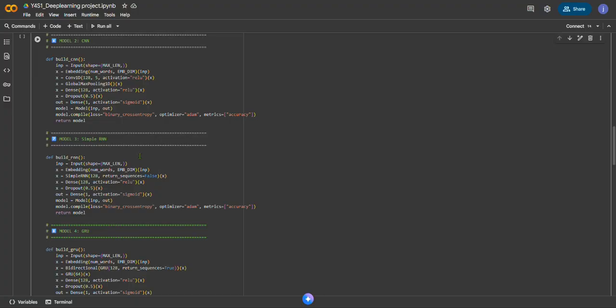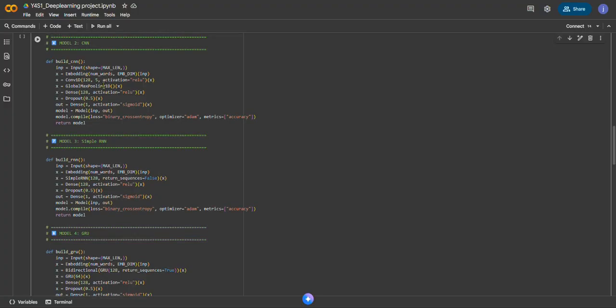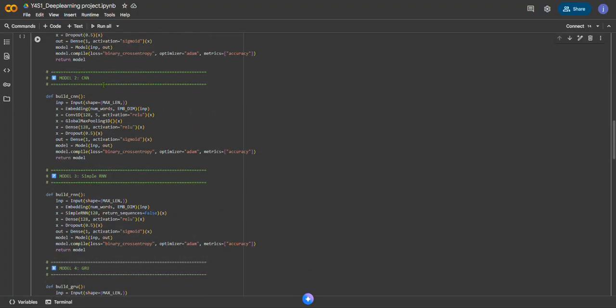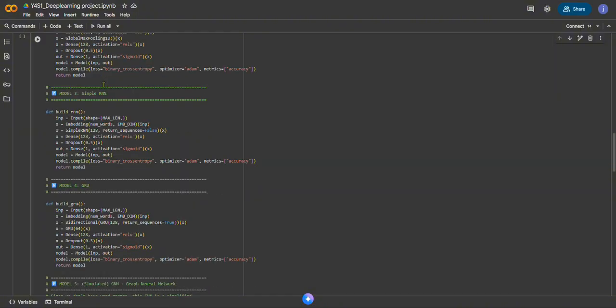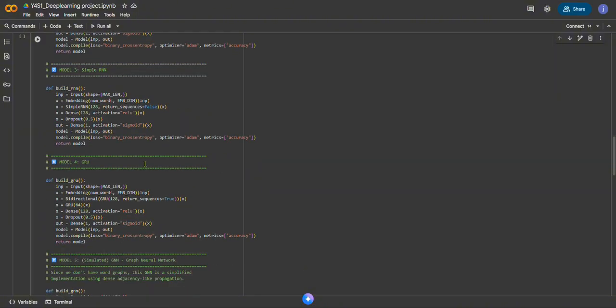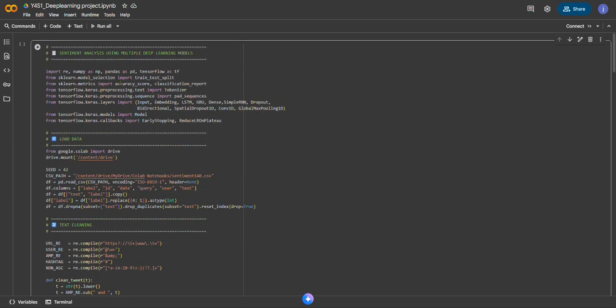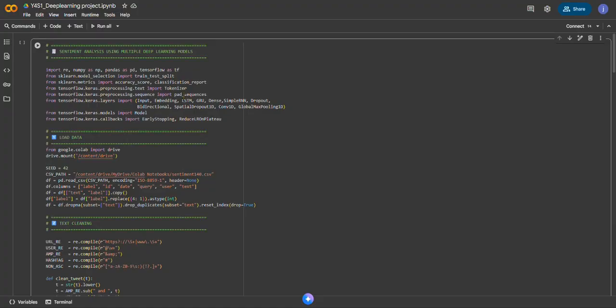Then I built the BiLSTM, or Bidirectional Long Short-Term Memory Network. This one reads the tweet from left to right and also from right to left at the same time. That means it can understand context from both directions. For example, in a phrase like "not really good," a BiLSTM can see that the word "not" changes the meaning of "good." After that, I added a CNN, or convolutional neural network.